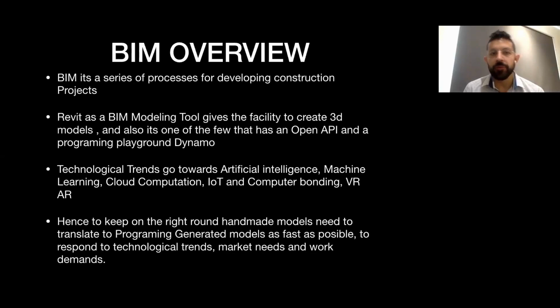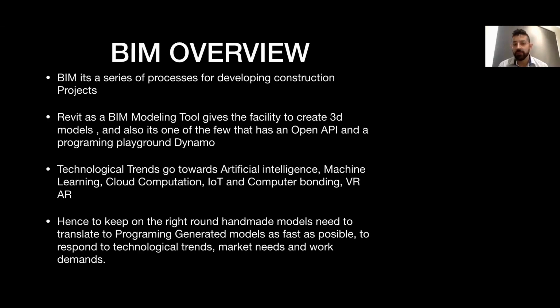Just a general overview for everybody: BIM is a series of processes for developing construction projects. Revit, as a BIM modeling tool, gives the facility to create 3D models, but it is also one of the only ones that has an open API. An API means the software can be made the way you need it, so you can modify and change it. Because that was difficult at the beginning, Dynamo became part of it.